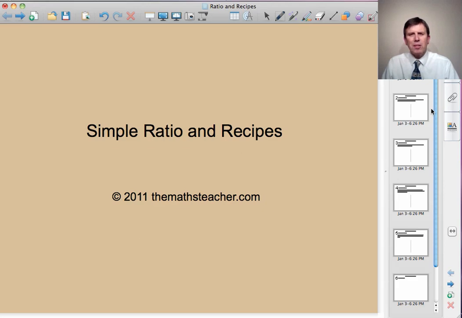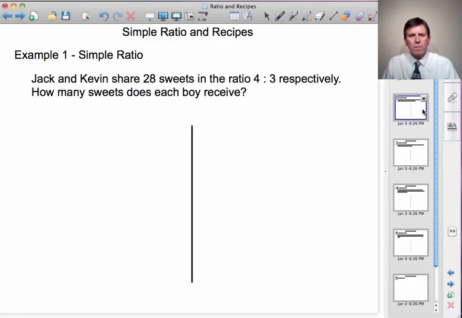Hello and welcome to a lesson on simple ratio and recipes. In this lesson we'll look at 4 examples of simple ratios and then we'll go on to look at 2 examples of recipes. To begin then, example 1.